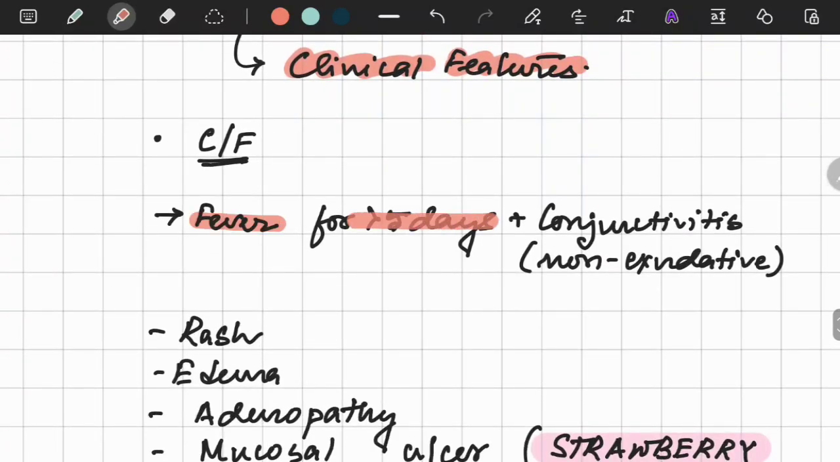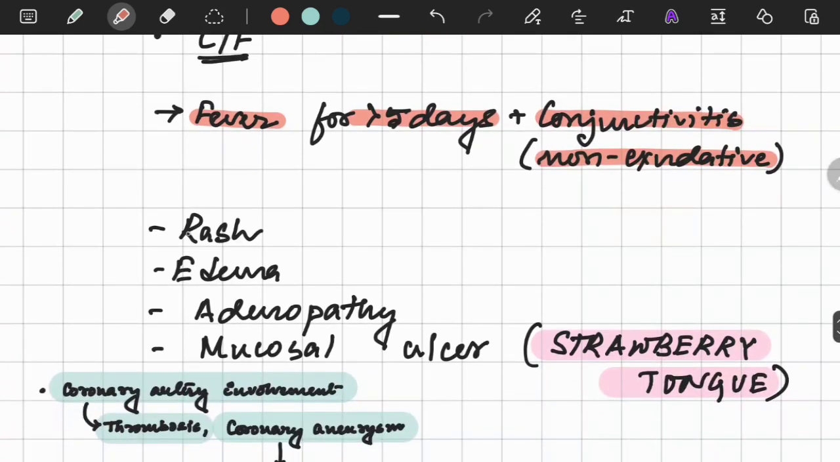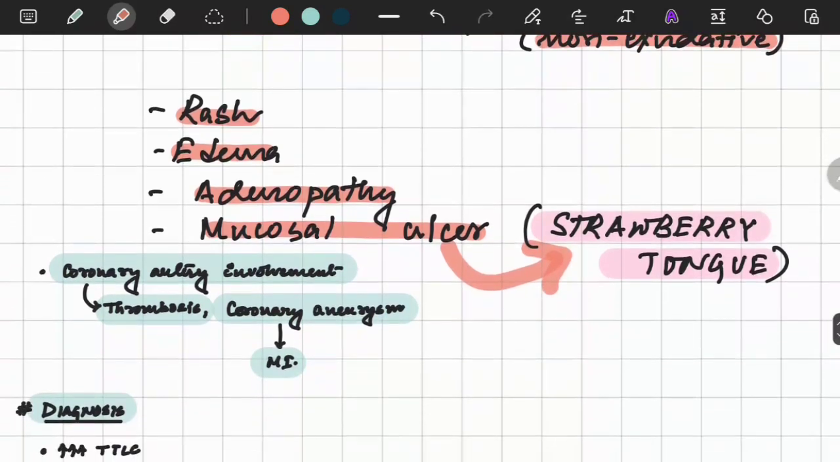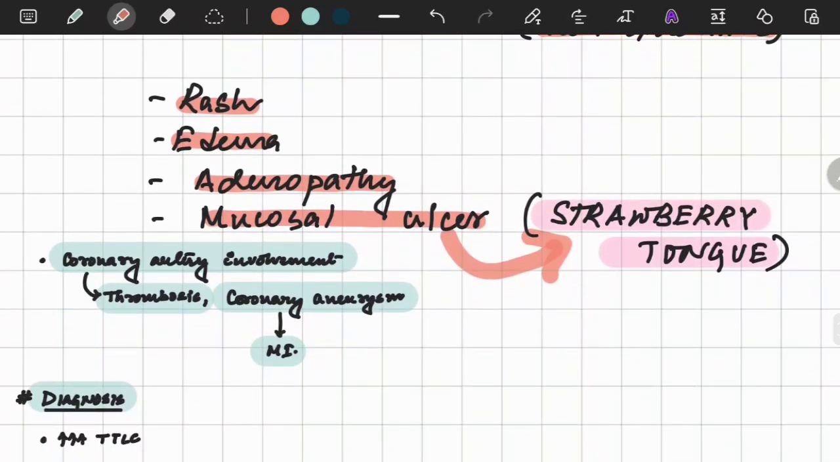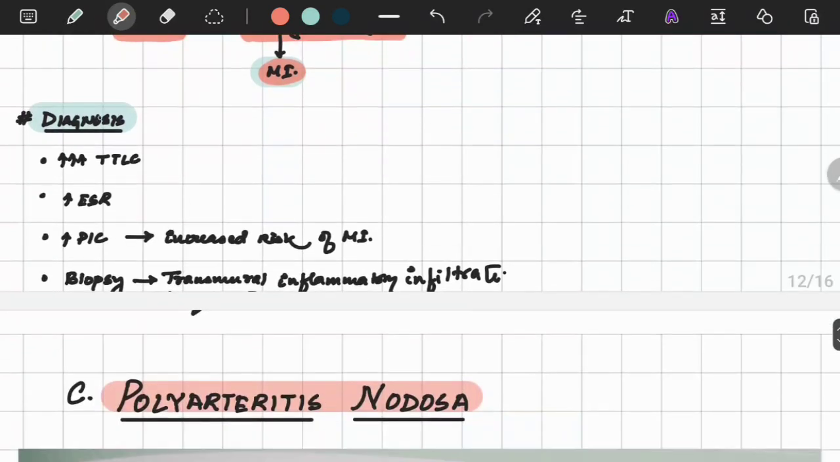There shall be fever for more than 5 days, plus there might be conjunctivitis, which is of the non-exudative type. There might be presence of rashes, edema, adenopathy, and mucosal ulcers, which is also known as strawberry tongue. It also has coronary artery involvement resulting in thrombosis and coronary aneurysm, resulting in myocardial infarctions. While diagnosing, we usually see increased TLC counts, increased ESR and increased CRP. As a result, there is increased risk of myocardial infarction. While we do biopsy, we get transmural inflammatory infiltrates being present.